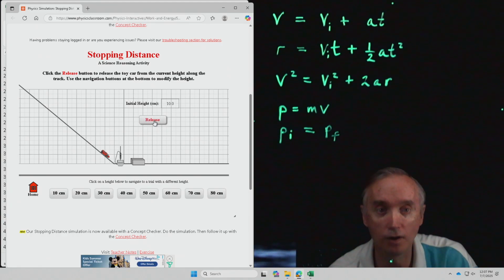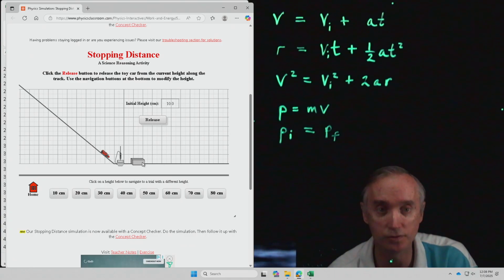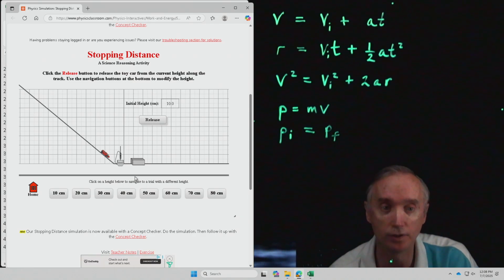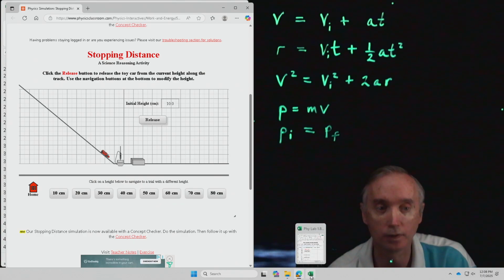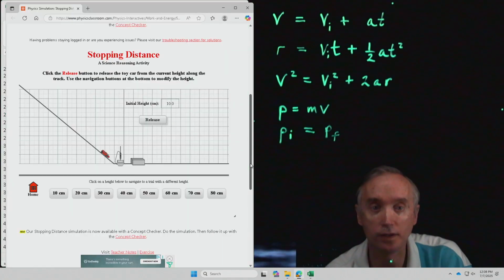So when you click on this release button, it's going to release the car, and then it's going to travel to the bottom of the ramp. And then once it gets to the bottom of the ramp, it's going to go sideways. It's going to go inside this box, and then this box is going to slide a certain distance sideways. Now that's part two of the lab. So for right now, we don't care about what the box is doing. So we're only interested in the car, and then what is it going to be doing. Okay, so this is what you should see.